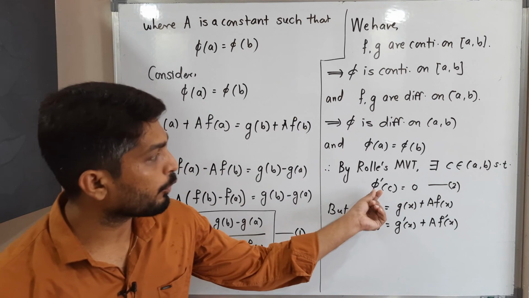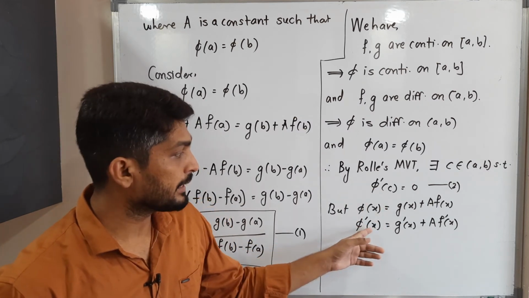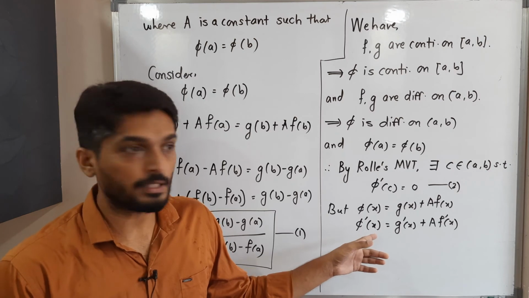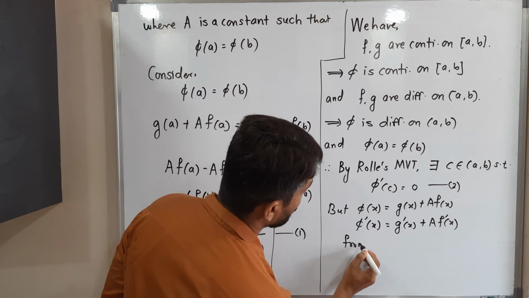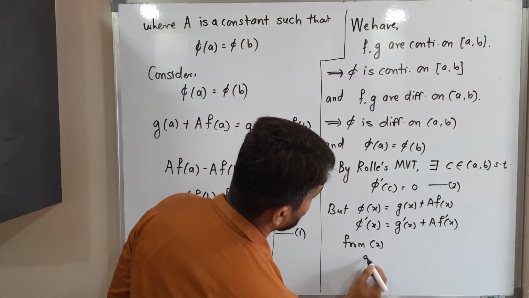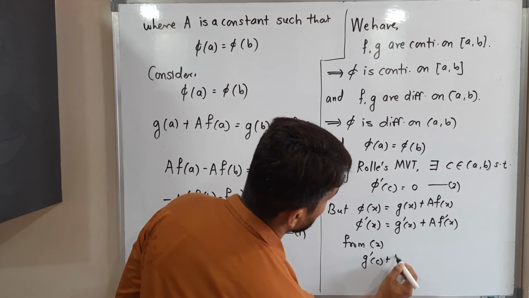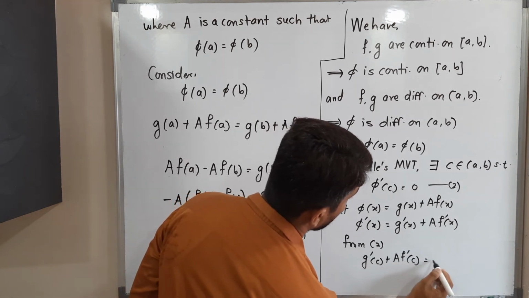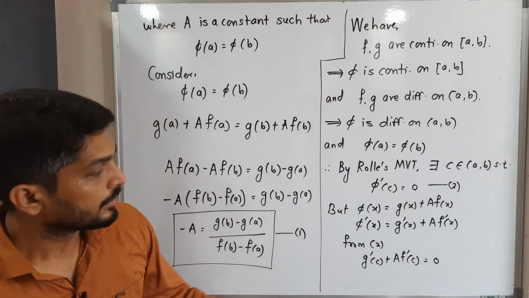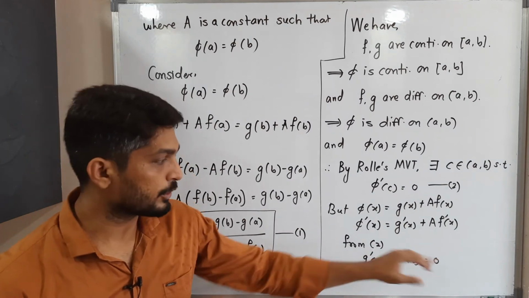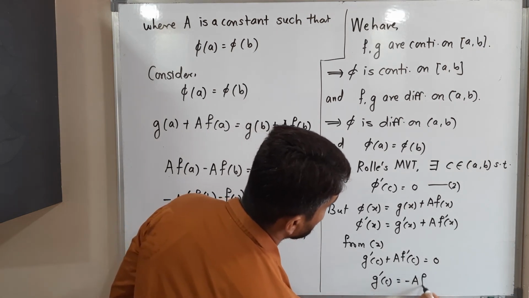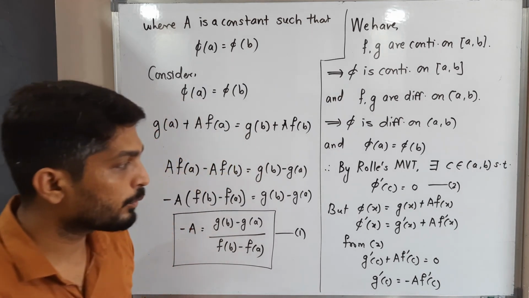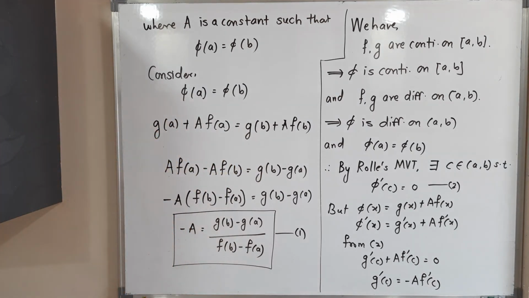What we want? We want f dash of c. So simply replace x by c, you will have g dash of c plus A f dash of c. Let me write here. So from 2, it is g dash of c plus A f dash of c is equal to 0. Let us take A f dash of c on that side. So you will have g dash of c is equal to minus A f dash of c. So now I want some more space to write. We don't have that thing. So make a screenshot of it. Then I will go further.